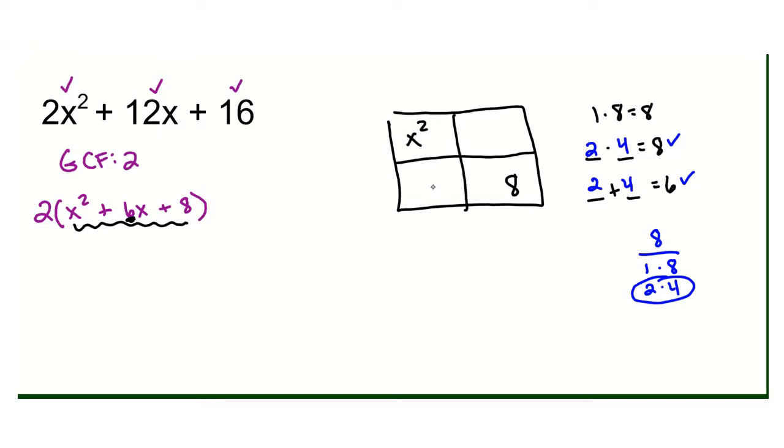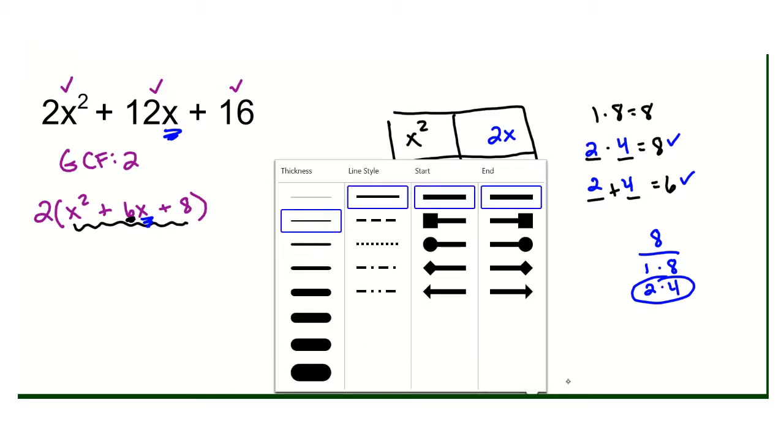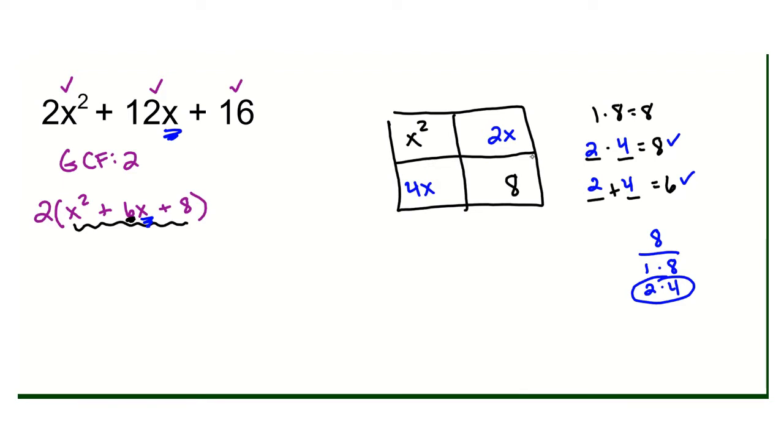Order does not matter when you put it into the box. So I'm going to have a 2x and a 4x. Both of these boxes get an x because my middle term has an x. So now I'm going to find the GCF of each row and of each column.